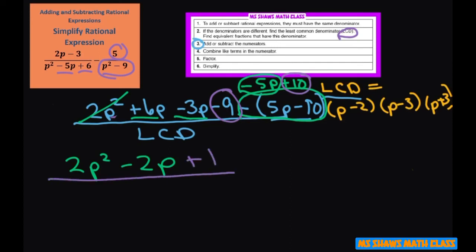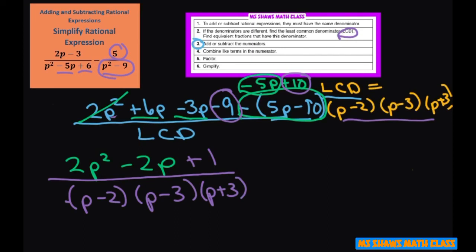All right. Now, let's go ahead and write down our common denominator. p minus 2, p minus 3 times p plus 3. And you can't factor the numerator. So basically, this will be your final answer right here.